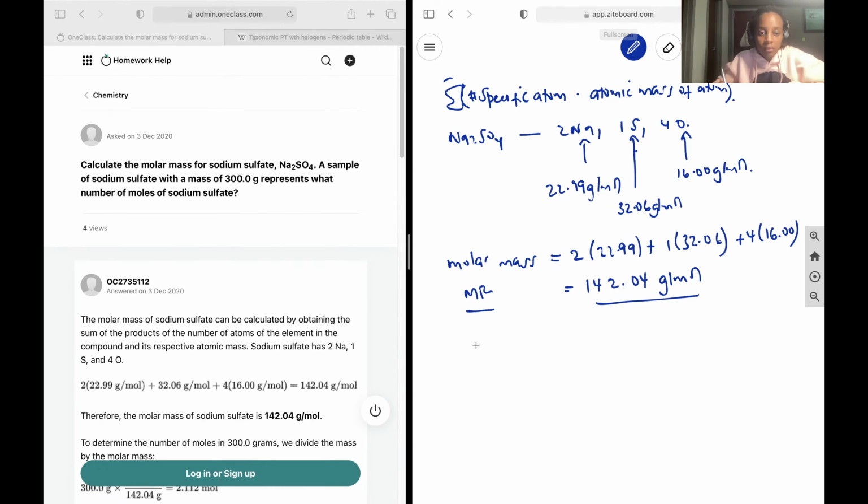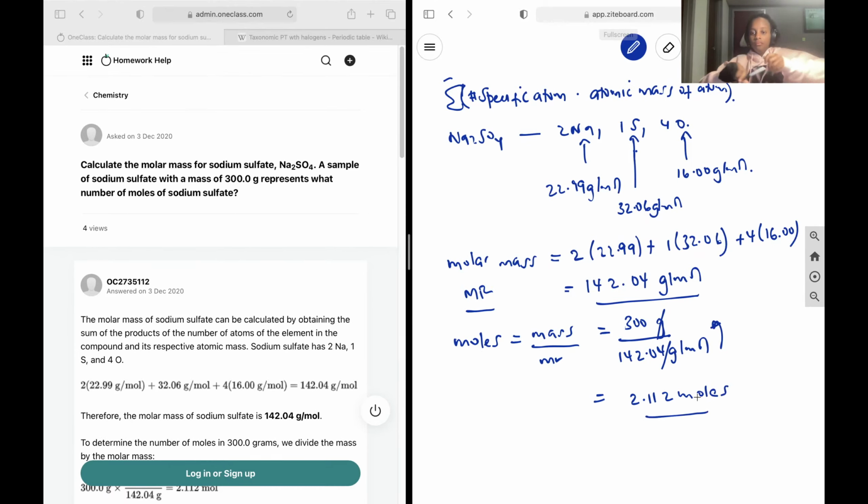Next up, if we want to find how many moles are represented by 300 grams, we need to remember that moles is equal to mass over MR. There's unit consistency in this case, so we have a mass of 300 grams over an MR of 142.04 grams per mole. The grams cancel and the mole comes to the top. And this is going to give us 2.112 moles. And those are two answers.